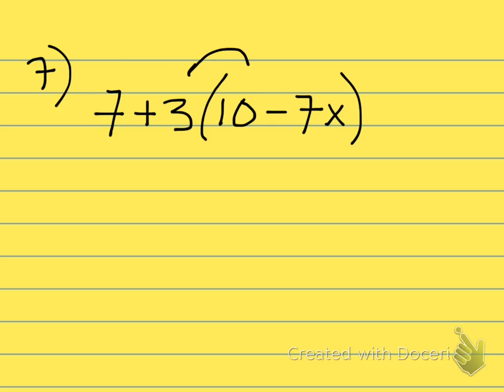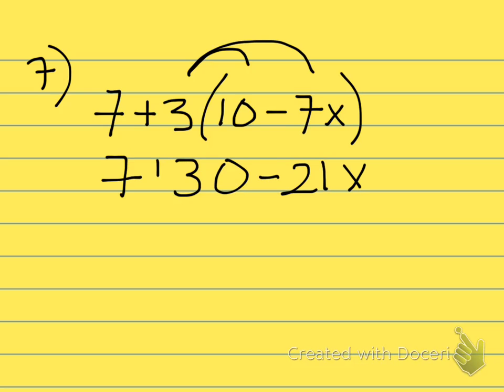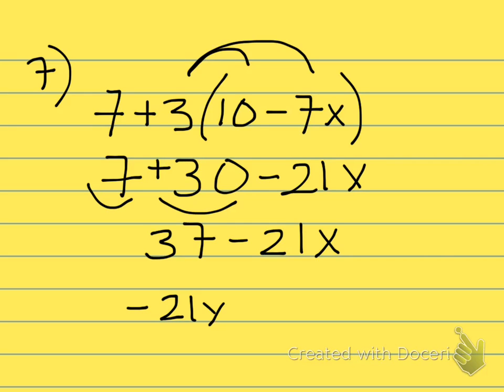Remember that we always do our distributive property first in a case that looks like this. And so then we would have 30 minus 21x. Bring down that 7. Combine like terms, in this case our constants, 37. I've got no other x's, minus 21x. Final answer, 37 minus 21x, or option, negative 21x plus 37. All right, let's move on to the next.